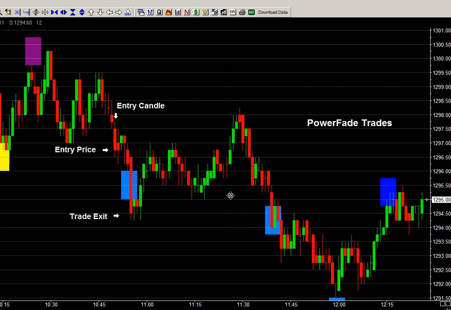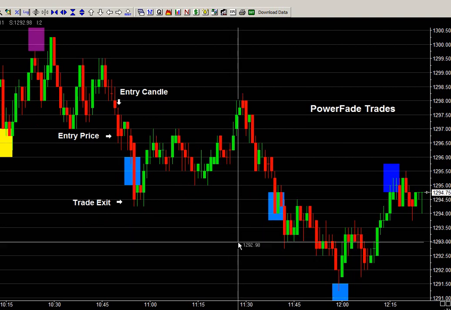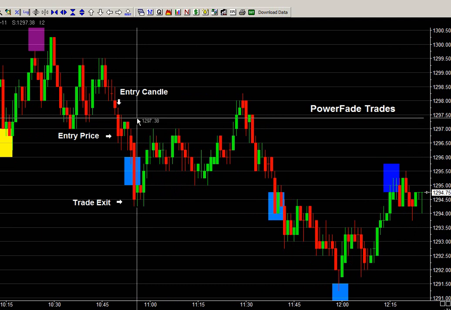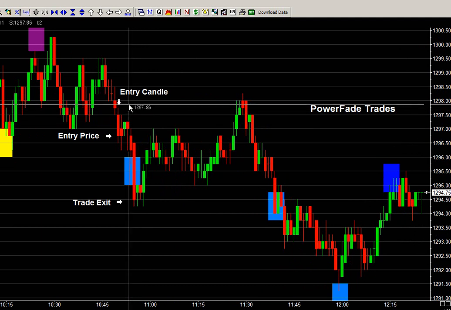A few things with it. I just want to show you where the entry, the entry candle, the entry price, and where we'd be looking to get out of these trades are. In this case, I'm going to show you first what's called a short PowerFade trade. So we're looking to go down with the market.